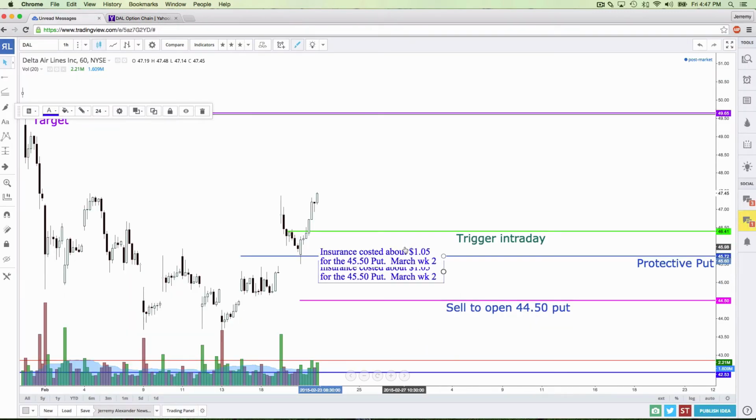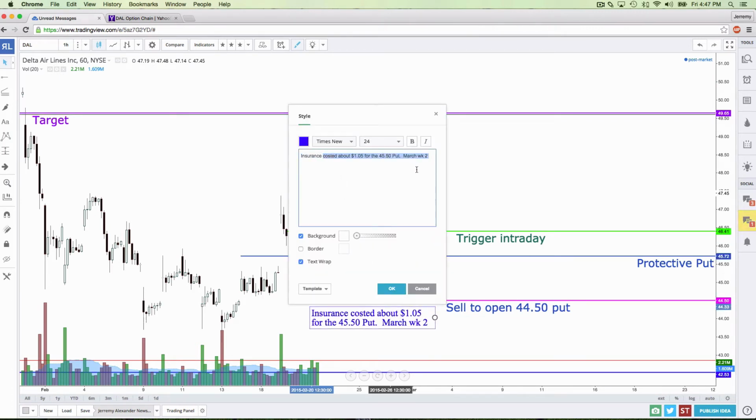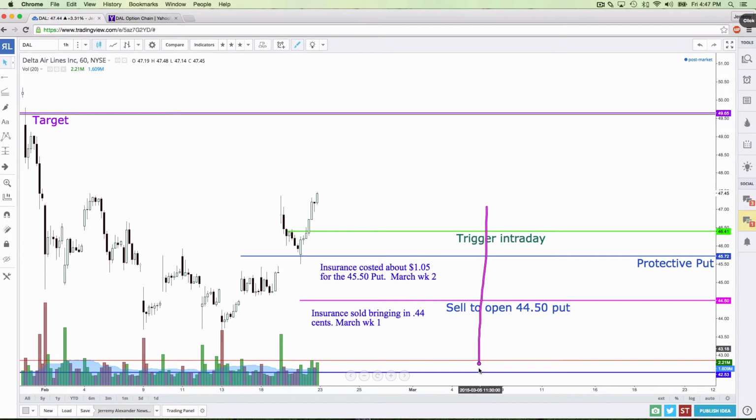Ladies and gentlemen, as you can see, I've already offset the cost almost entirely. Insurance sold, bringing in 44 cents. March week 1. So here's my expectation. March week 1, Delta Airlines goes a little bit higher, maybe it's at 48.50 by then. This March week 1 put option expires worthless, out of the money.